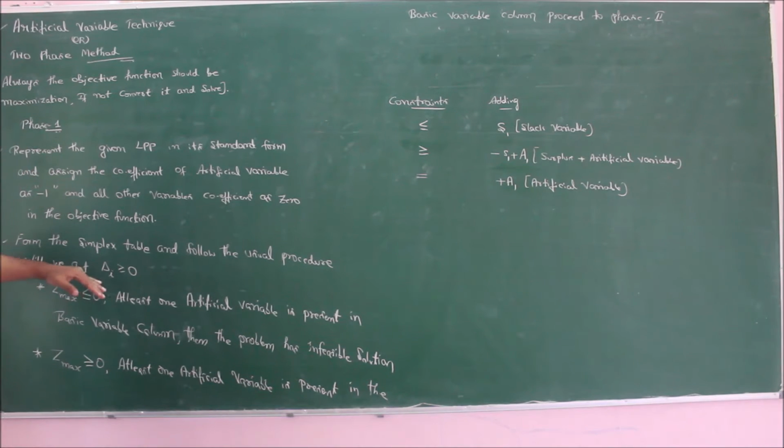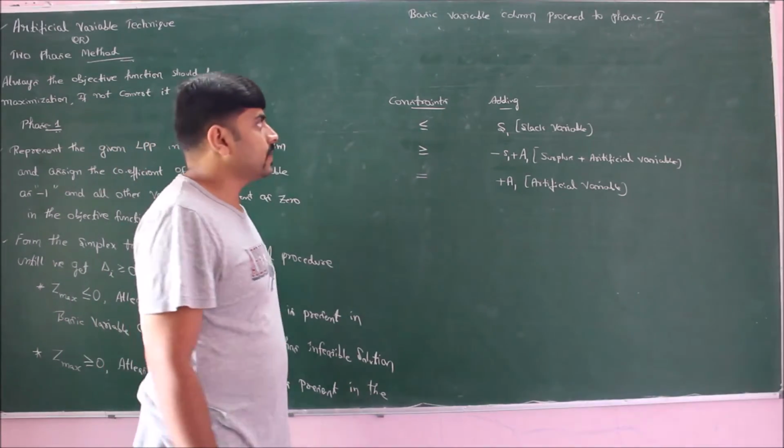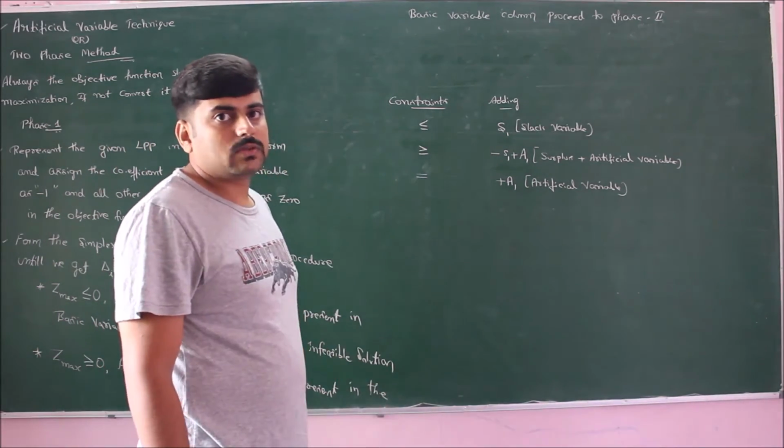So once you find that all the values of delta are greater than or equal to 0 and the value of Zmax is greater than or equal to 0, then we can proceed to phase 2. But if Zmax is less than or equal to 0, then we don't have a feasible solution for this problem. The problem will have an infeasible solution.